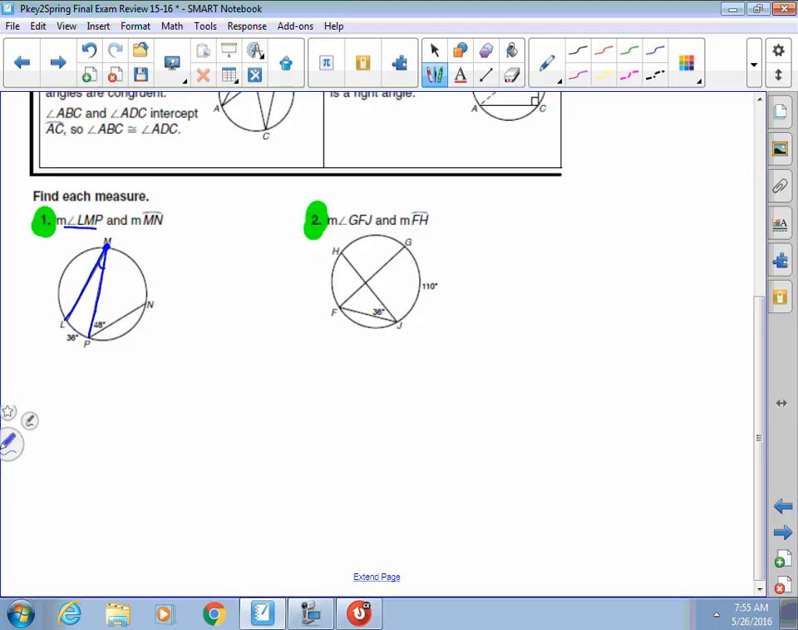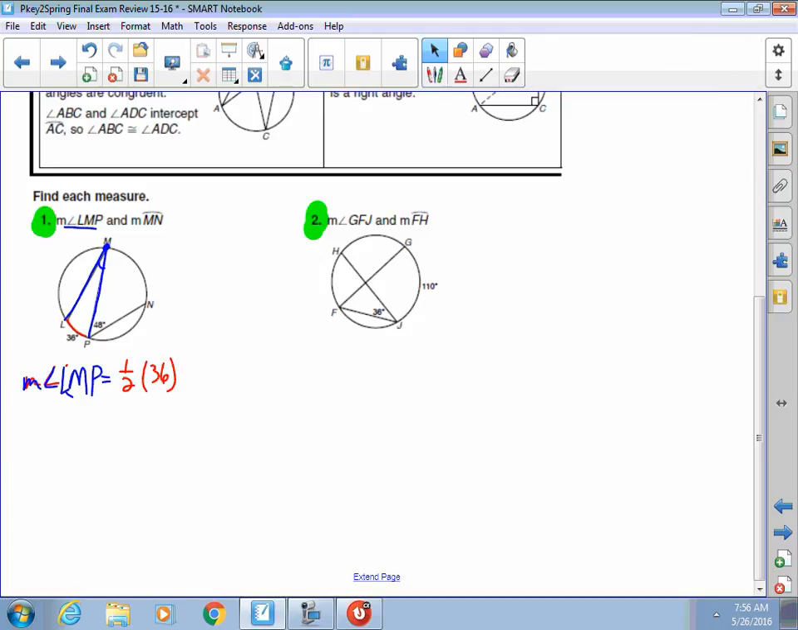So then I need to find the intercepted arc. Well, the intercepted arc here is, I believe, the 36. I can't really tell. So basically, I'm going to get the measure of angle LM, what's the L? Would be half of the 36, okay?